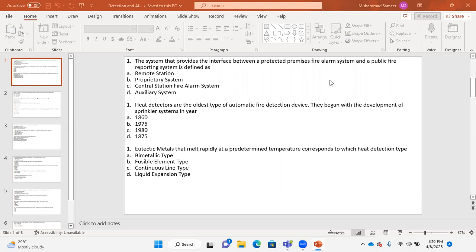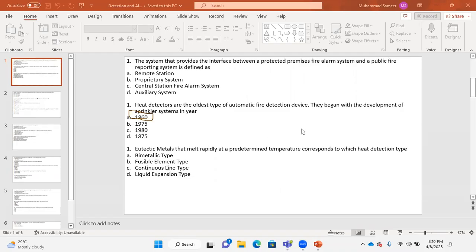Heat detectors and the sprinkler systems, they both came into production in 1860s because they both are considered as convective devices because their heat transfer mechanism is convection. So that is why, yes, 1860s.